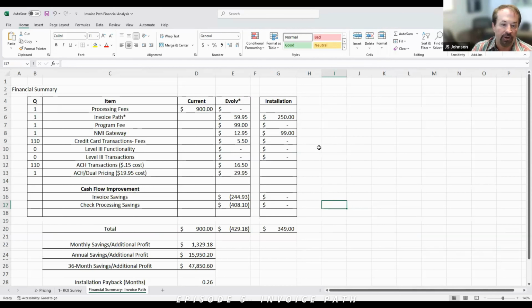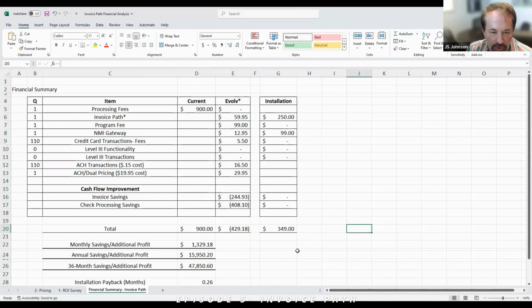And what I've done for the merchant is I've laid this out very clearly, very concisely: what their current situation is, how much they're spending, what they're going to be spending. This is itemized from Evolve, what our solution is, okay, and then the installation. So let's go through this first.